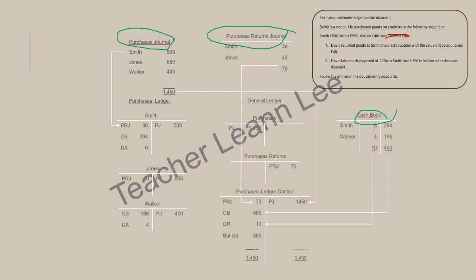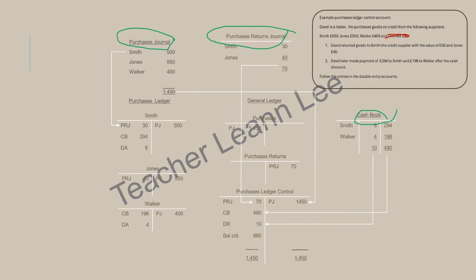What else? 1, 2, 3. Okay, 3 only because there is no bad debt. I changed the question. So from here, the green color is the book of prime entry. First things first, in the purchases journal I need to know the total of my credit purchases, which is what the question mentioned here, 500, 550, and 400. So I will put it on the credit side.